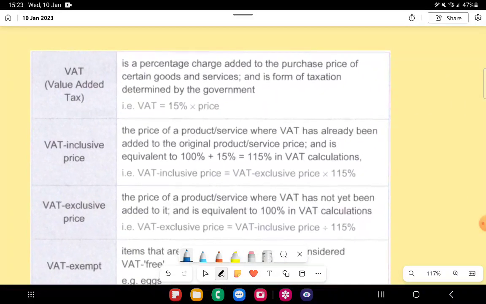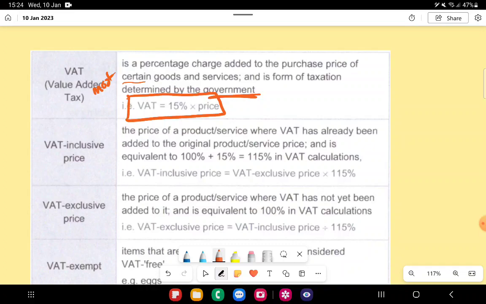What is VAT? Value added tax, also known as VAT in South Africa, is a sales tax that is added to all purchases when you are buying certain goods and services. Why are they using the word certain? Because it doesn't apply to all. It applies to most, but not all. This tax that we're talking about is a form of taxation determined by the government, meaning that the money goes to the government. In South Africa, our value added tax is calculated. This is your formula. It's going to be 15% multiplied by the price of the good.